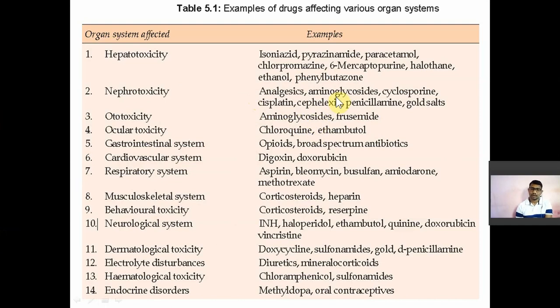Cyclosporine, then cisplatin or platinum salt or any gold salt, they will cause nephrotoxicity. They are specific toxicity caused by drugs. Okay. Then again, a few aminoglycosides and furosemide, they are ototoxic. They will damage your eighth cranial nerve. So ototoxicity will be caused by aminoglycosides and furosemide.